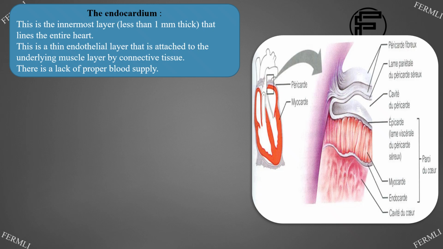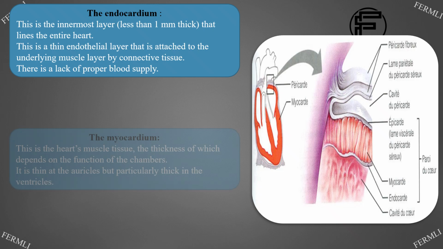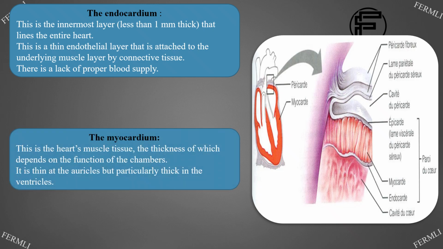The endocardium. This is the innermost layer, less than 1 mm thick, that lines the entire heart. This is a thin endothelial layer that is attached to the underlying muscle layer by connective tissue. There is a lack of proper blood supply. Function: its smooth surface allows blood to flow without friction, thereby preventing the formation of clots.